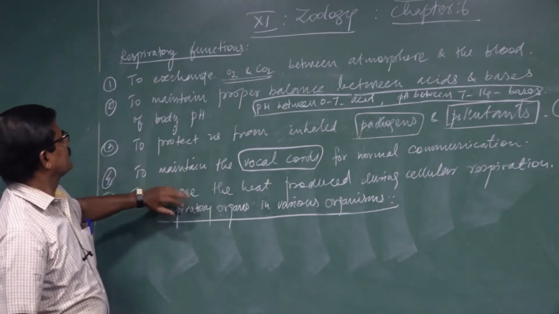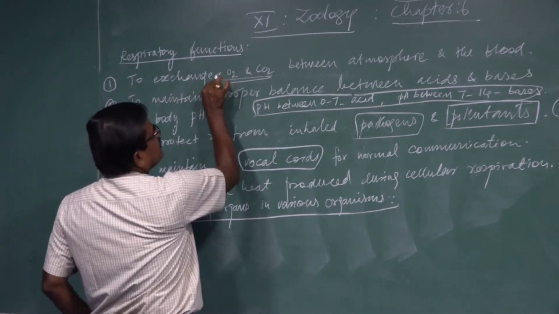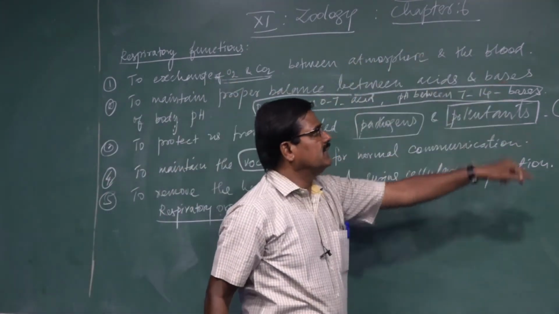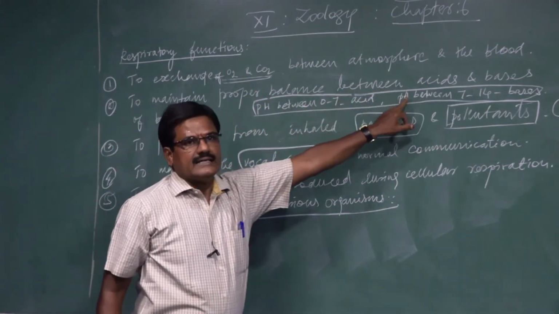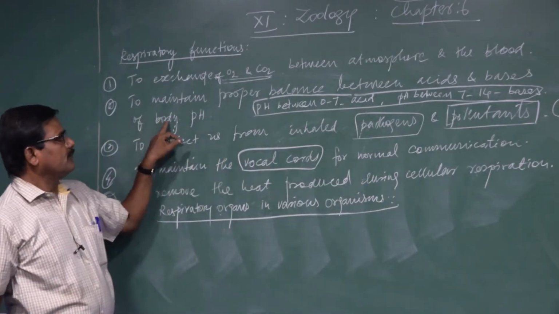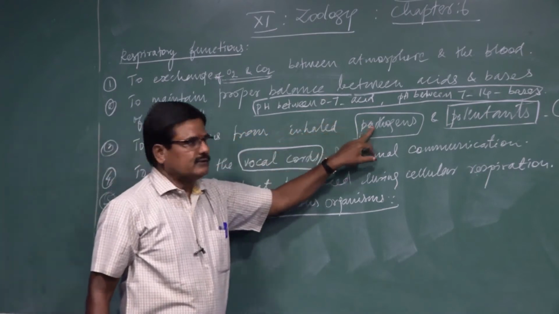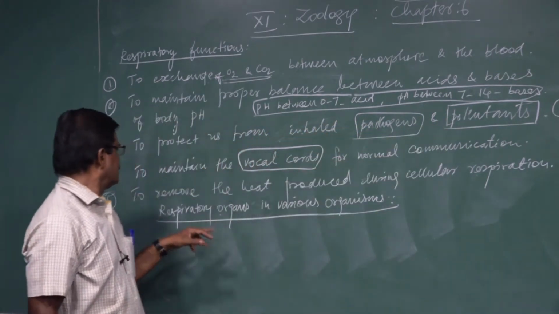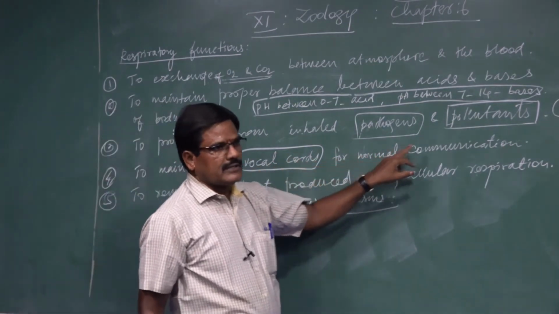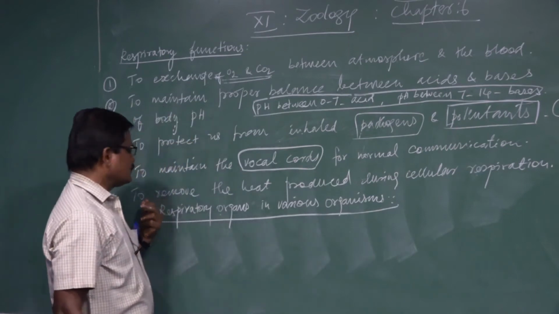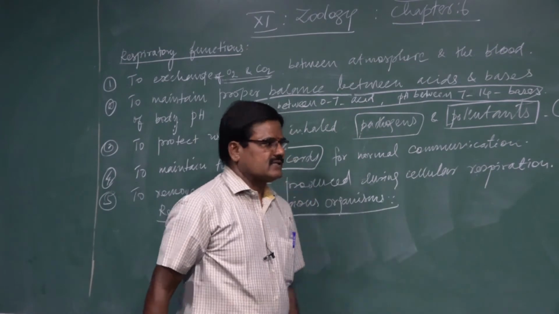So this is one 5-mark question: first, exchange of oxygen and carbon dioxide between the atmosphere and the blood. Second, maintain proper balance between acids and bases of body pH. Third, protect us from inhaled pathogens and pollutants. Fourth, maintain the vocal cords for normal communication. Last, remove heat produced during cellular respiration.